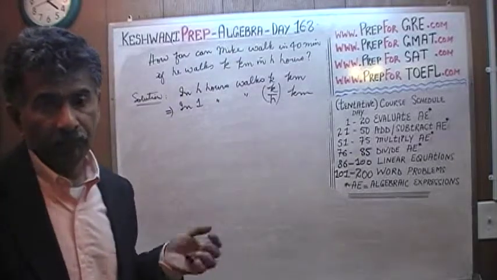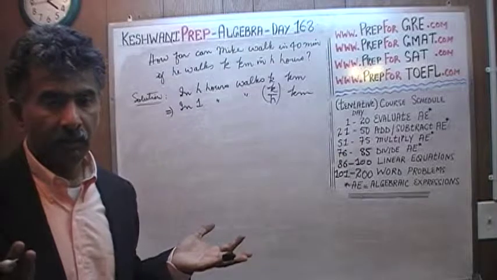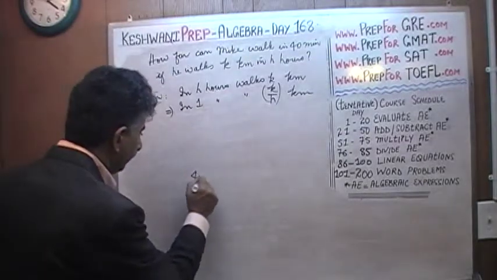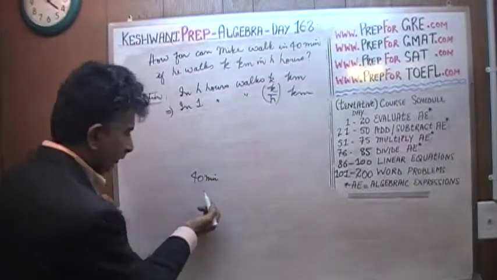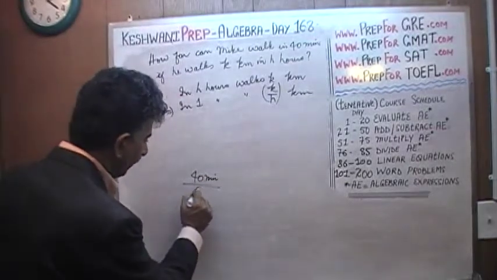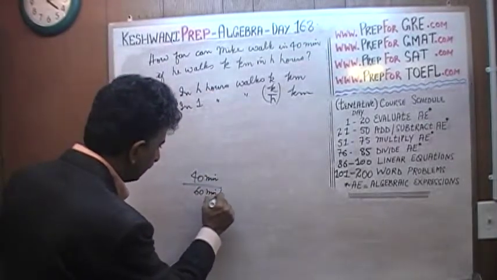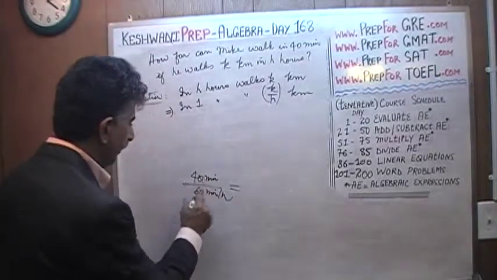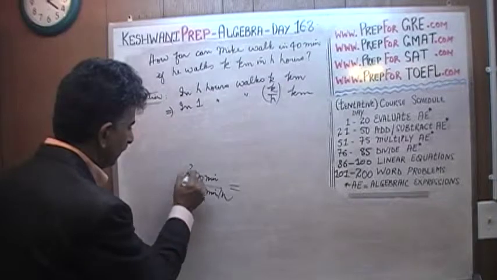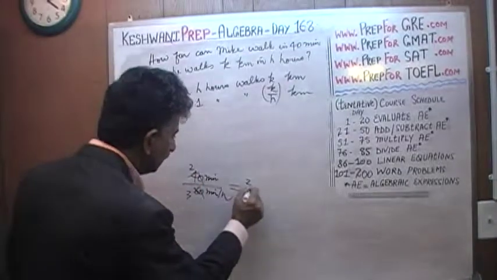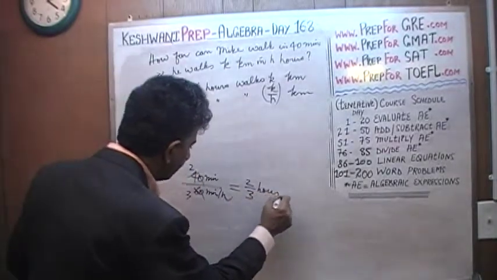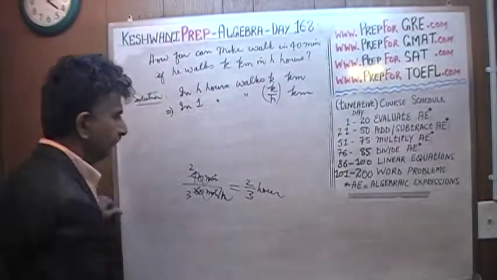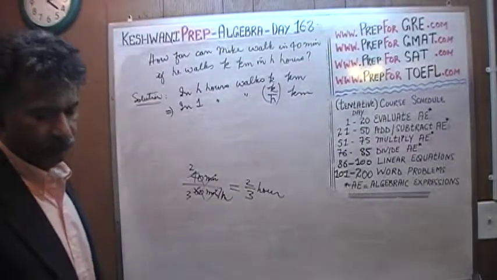So how many hours is 40 minutes? How do we convert minutes into hours? Well, it's very simple. If you want to convert 40 minutes into hours, you divide it by 60 minutes per hour. The minutes cancel out, and we end up with 2/3 hour. 40 minutes is 2/3 of an hour.